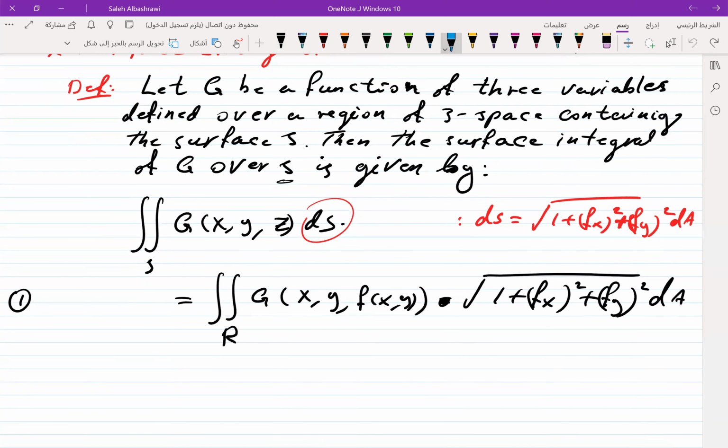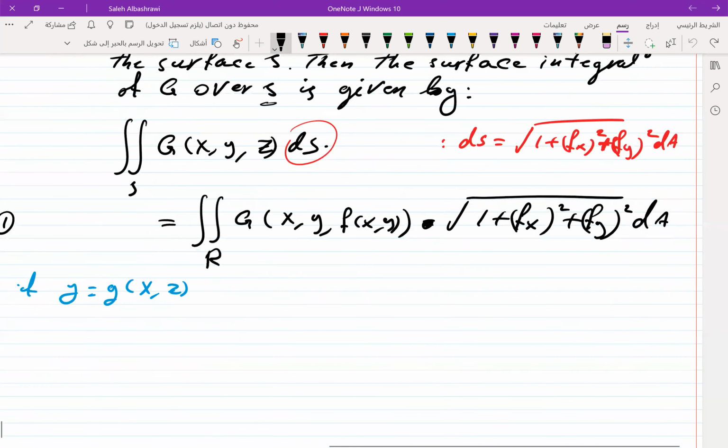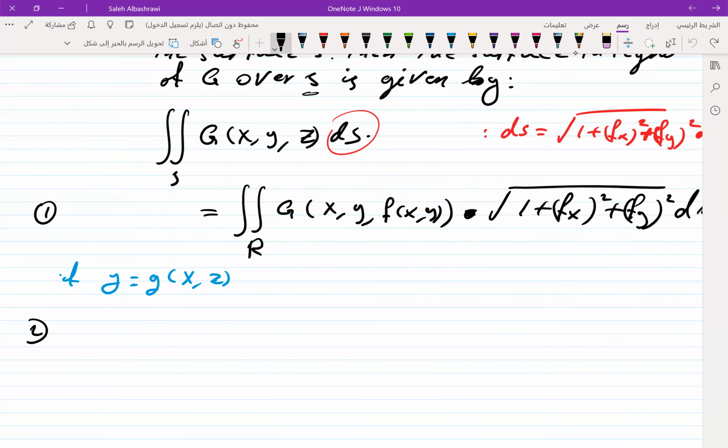Now, if y is a function of, let me call it g, x and z. But the projection now is on the xz plane, not on the xy plane. The surface will be projected on the xz plane, so the variable y will be defined as a function of x and z. In this case, this will be the second formula.